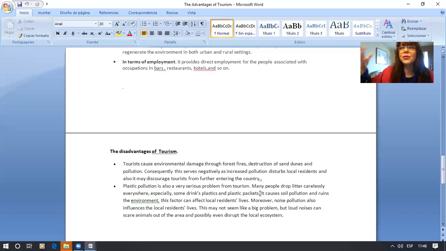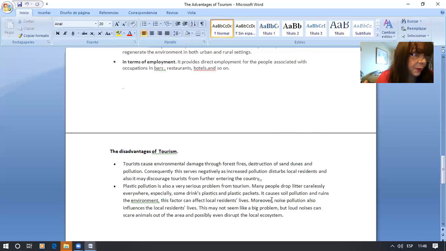Because there is too much noise there. For example, there are lots of buses running in Concon. Not only buses, cars, I mean, motorcycles, that make a lot of noise sometimes. So this is something very bad. This is the disadvantage.